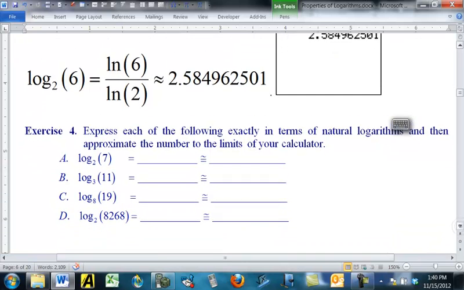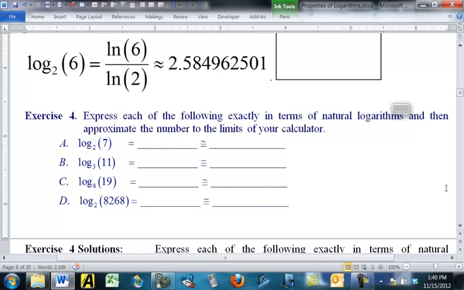Okay? So, let you try some. Express each of these in terms of natural logarithms, which would be the exact way of doing it, and then approximate them to the limits of your calculator. So when I say this log base 2 of 6, exactly the best way you can say it really is ln of 6 over ln of 2. That's an exact value. That actually turns out to be an irrational number, so we can't make it into a decimal that either terminates or repeats, but we can approximate it to however many digits our calculator has, and that's what we have on the right. So the number at the end, 2.584962501, is a decimal approximation.